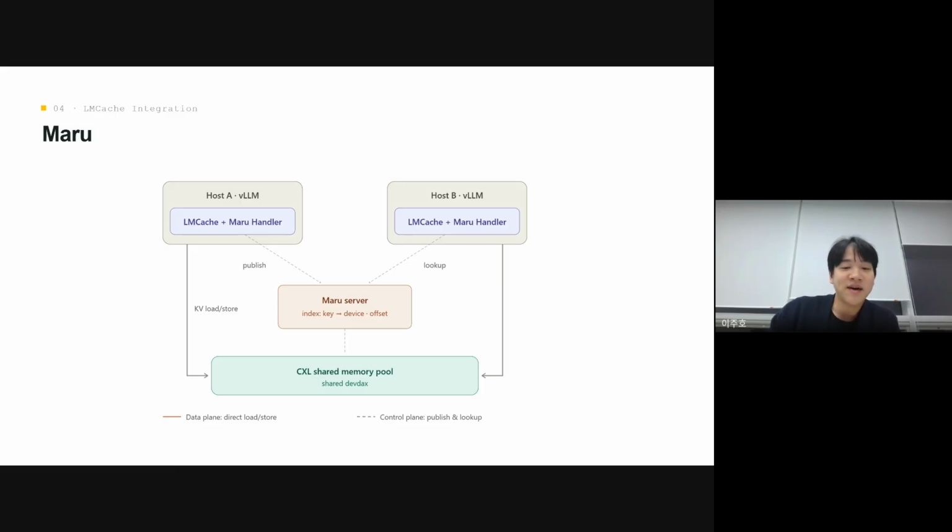The important part is the separation of the control plane and the data plane. For the control plane, when an instance writes and publishes the KV cache, it publishes through the Maru server. And if the other host wants to look up, it also uses the Maru server to find where the KV cache is, but for the actual data plane, they can reach the same memory pool without extra copy.